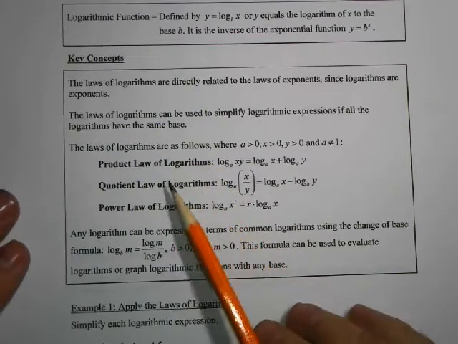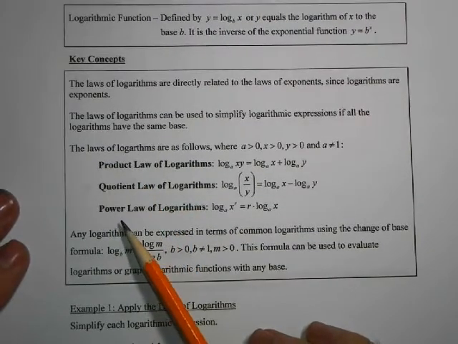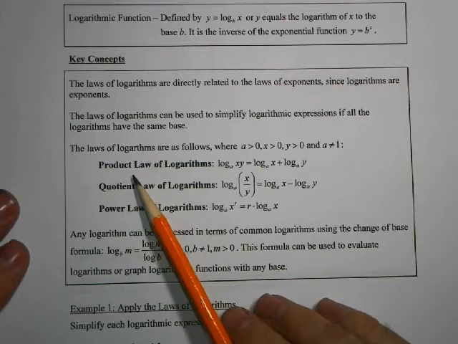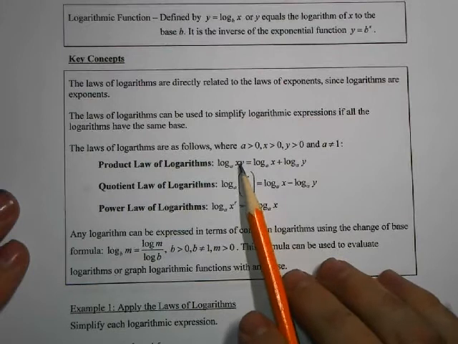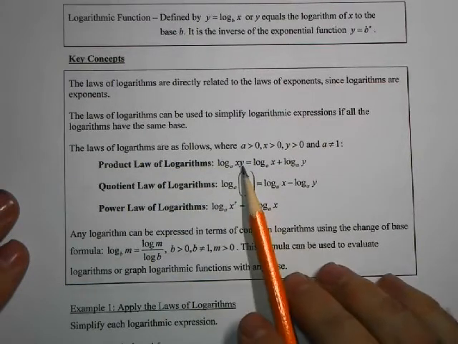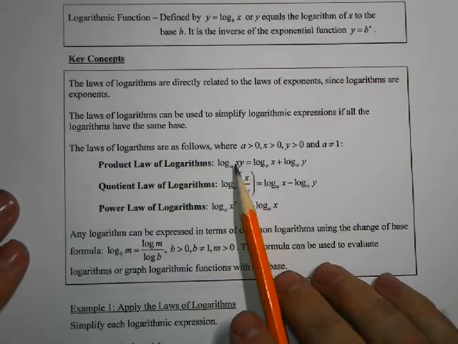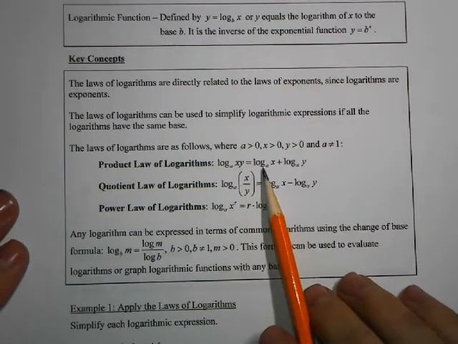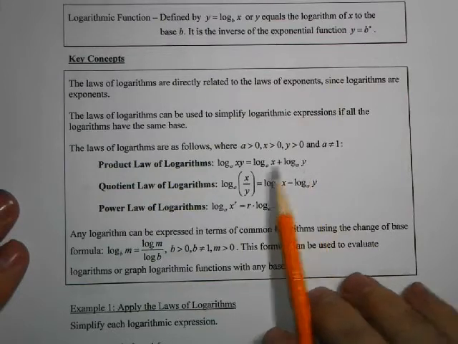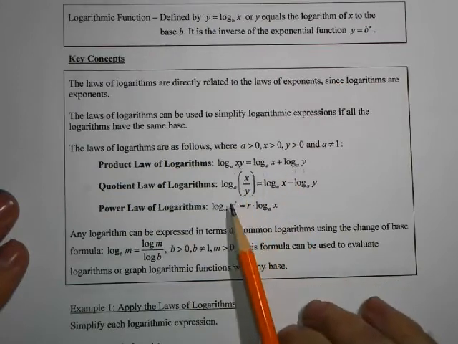Okay, so we have something called a product law. You'll notice all three laws have the same name as the exponent laws. So product law of logarithms. If I'm taking the log of something that's a product of two numbers, x and y in this case, I can actually break those apart and add the individual logs together. So a log of xy is equal to log of x plus log of y to the same base, of course. So that could be helpful. We'll do some examples like that.